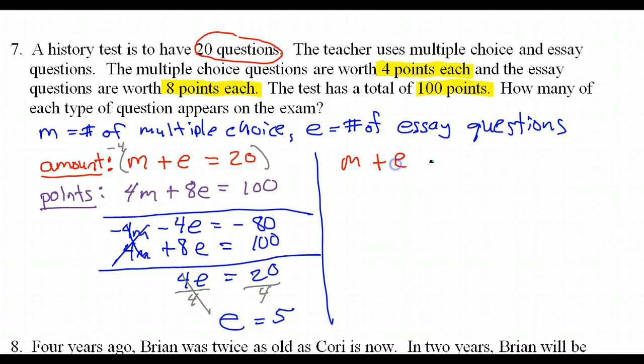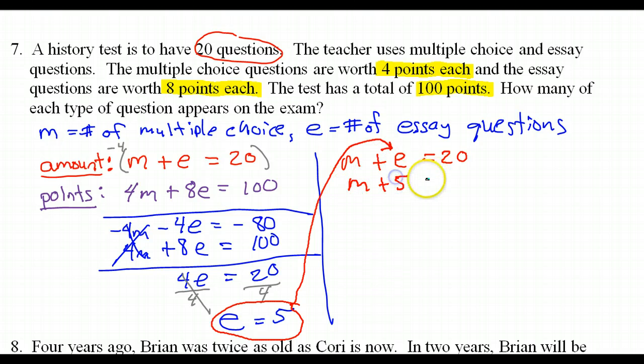Technically I'm doing this: M plus E equals 20, and I'm taking this E equals 5 and I'm substituting it. So m plus 5 is equal to 20, subtract, so m is equal to 15.